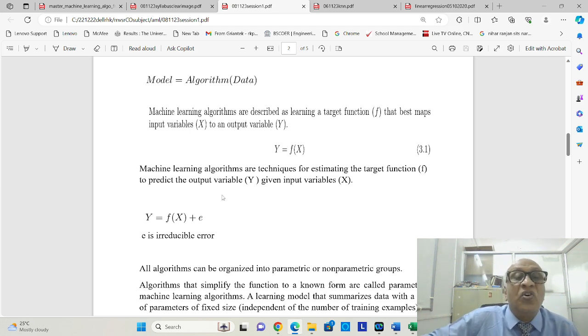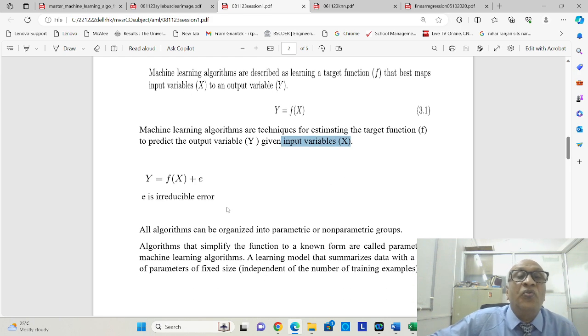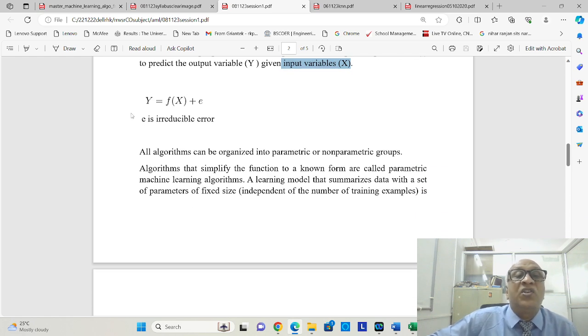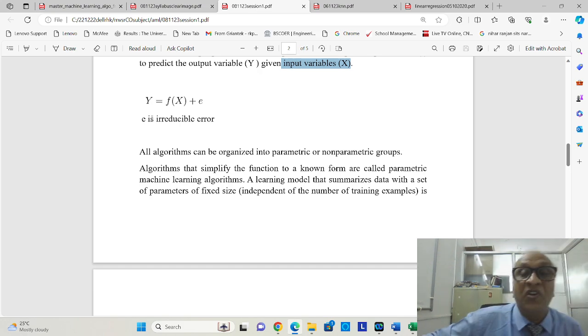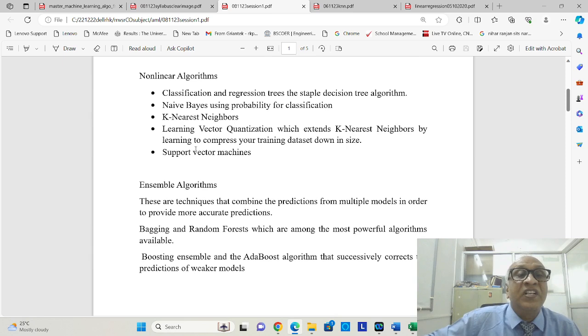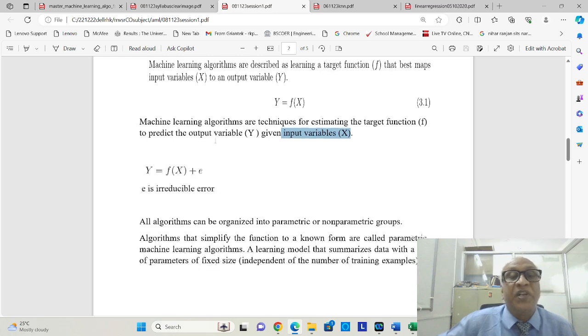So if somebody asks you how to define a machine learning algorithm, what should you say? It's a technique which will be estimating the target function f to predict the output variable y given the input variable x. That's why the relationship is y = f(x). But you also have something called y = f(x) + e, where this e is an irreducible error. So we have seen the statistical perspective, the linear algorithms, the non-linear algorithms.